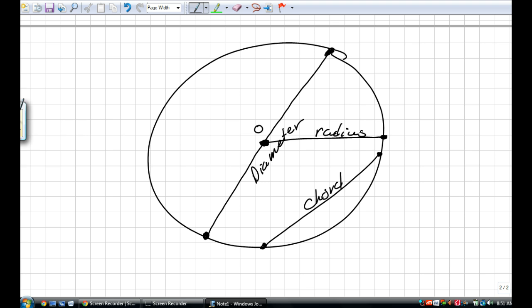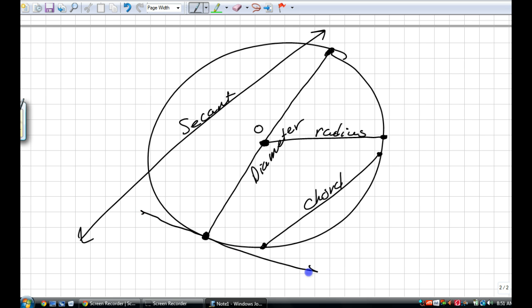And then a line that goes through the circle is called the secant. Notice that the secant contains a chord, but when we're referring to the secant, we're referring to the whole line. And then we have a line that shares only one point with the circle is called a tangent line. And the point that they share is called the point of tangency.